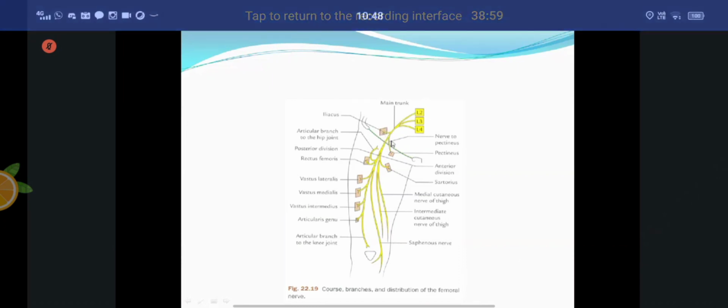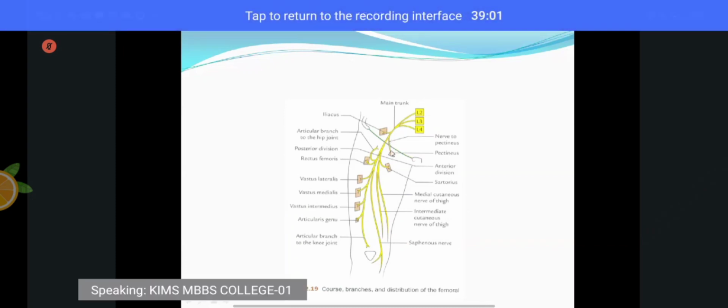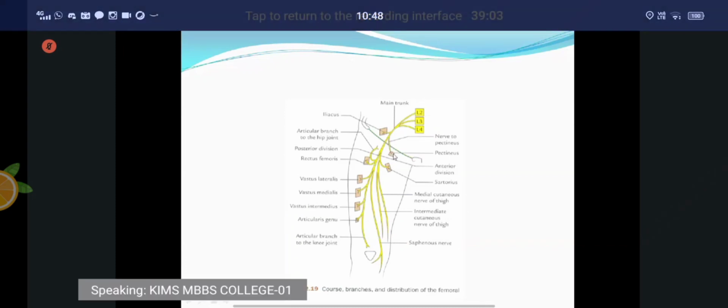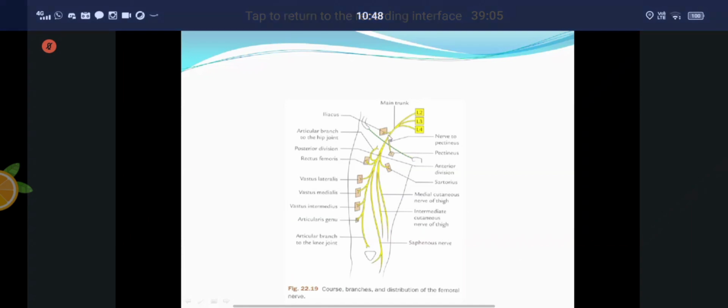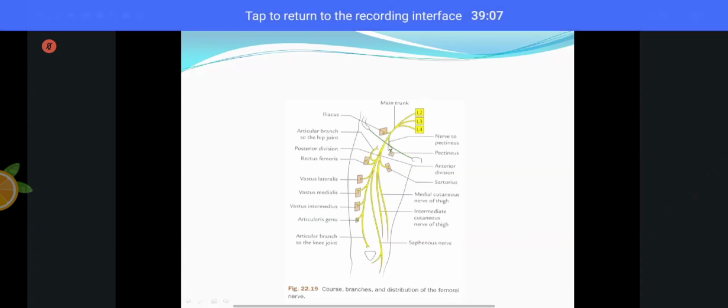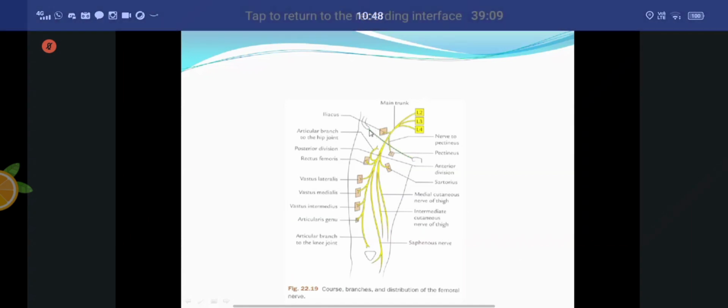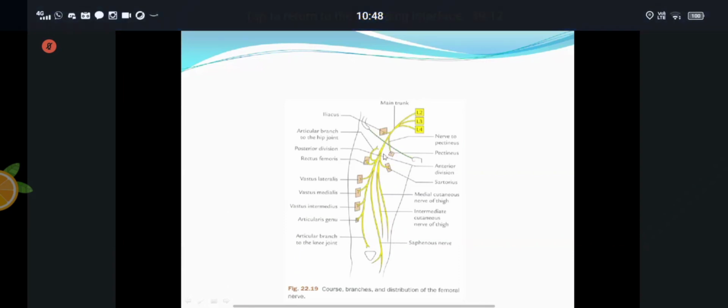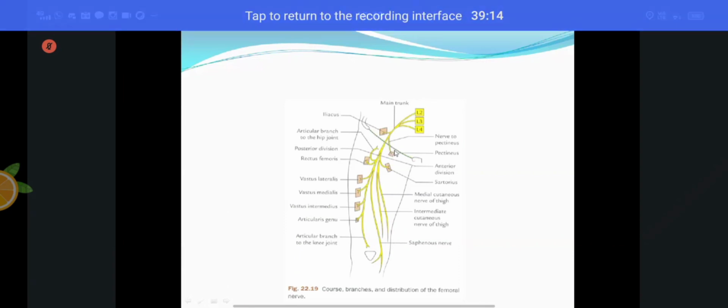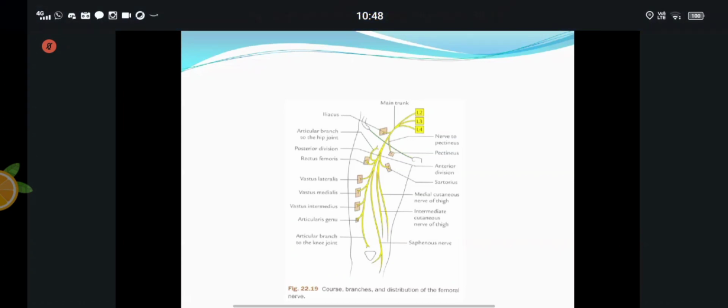And also it is giving a branch to the nerve to the pectineus muscle. Then it is passing below which ligament? The inguinal ligament. It is passing below the inguinal ligament. And in the femoral triangle, I already told you, it is lateral to the femoral artery. It's lateral to the femoral artery.